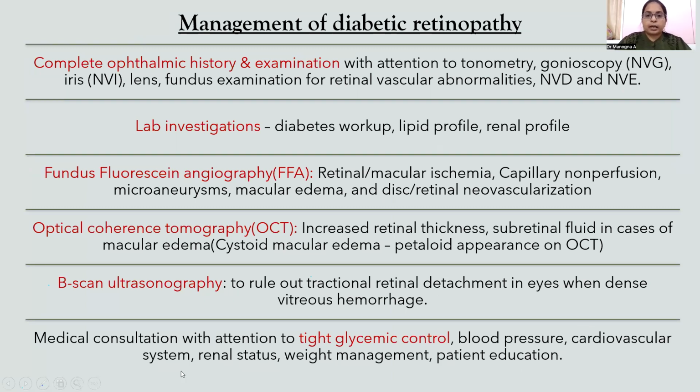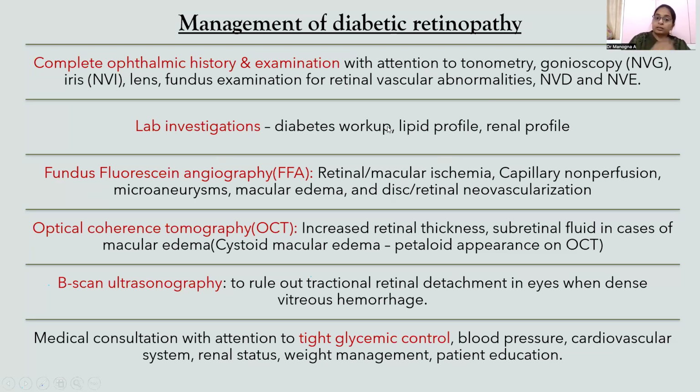So the final part is management of diabetic retinopathy. The general steps of management are the same for all lifestyle disorders. Firstly, diabetes should be under control, right? You have to do a complete ophthalmic history and examination in detail: gonioscopy, tonometry, and detailed fundus examination with indirect ophthalmoscopy. And lab investigations, the diabetes workup, lipid profile, everything.